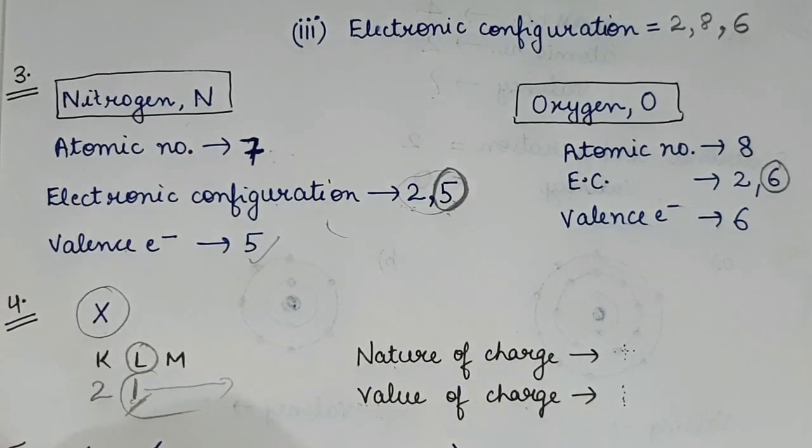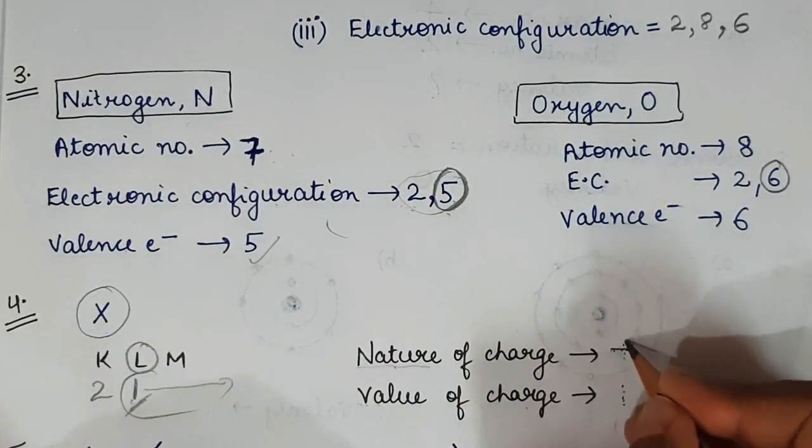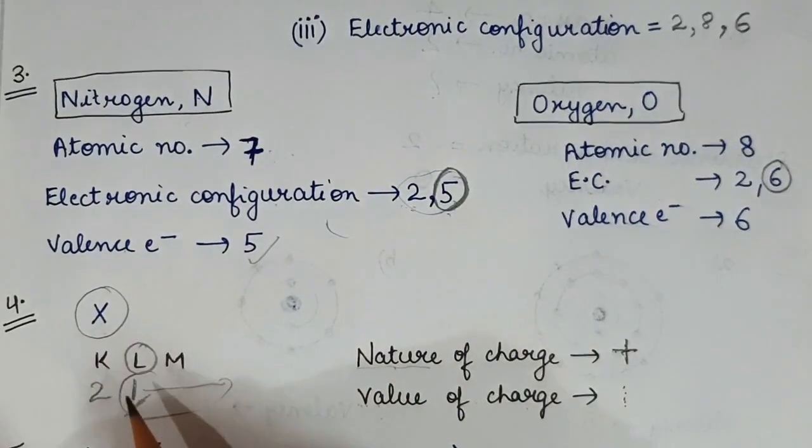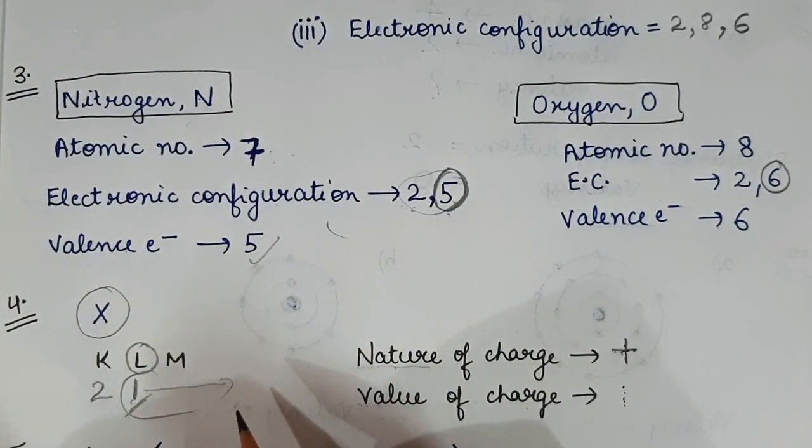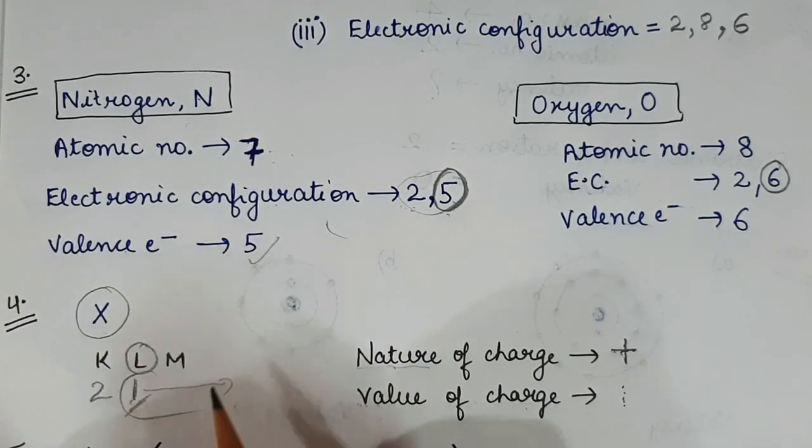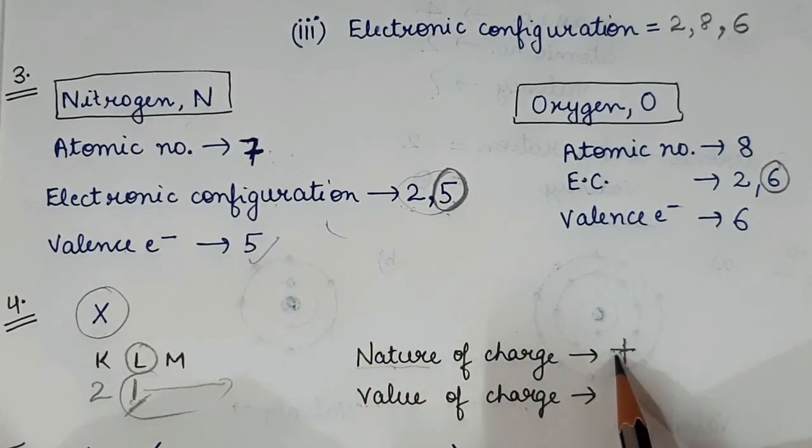Okay. The electron is removed from the outermost shell. So when the electron is removed, it means the electron has been lost. So what will be the nature? The nature will be positive, because the electron has been lost. If an electron is lost, positive. If an electron is gained, negative. Here the electron is lost, so it is positive.